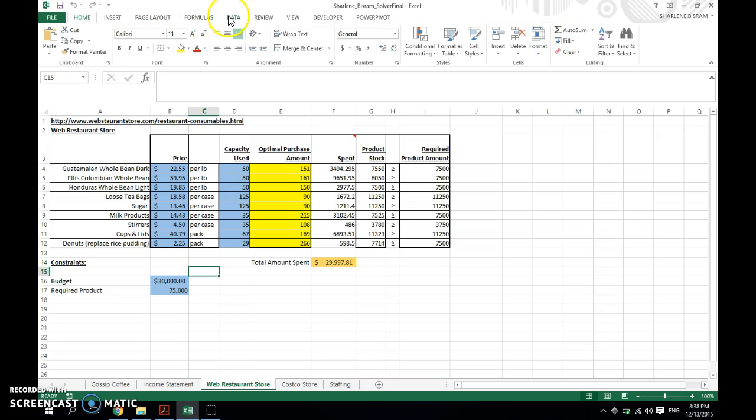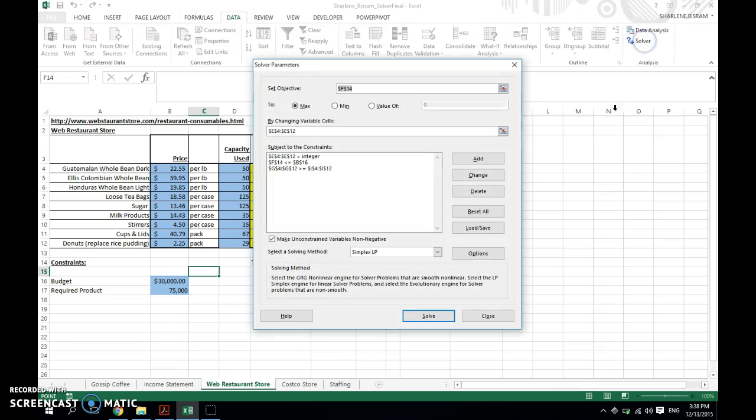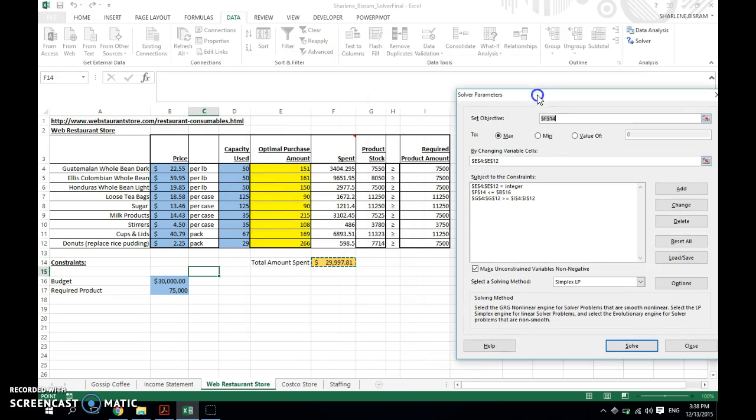Using Solver, my objective was to spend below my budget, but fill all the units that I needed. I achieved this by changing my optimal purchase amount, which is this number here, because you cannot purchase a portion of a product. This number has to be an integer. In addition, my amount spent, F14, has to be less than or equal to my budget, B16.